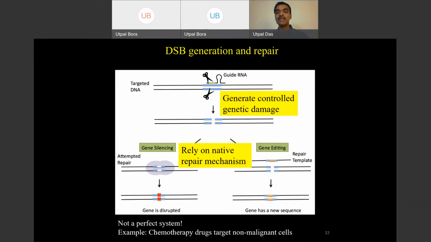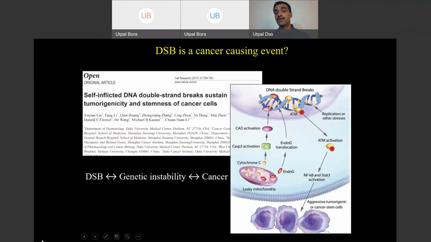Now, this is just a tiny example. You can see how a double-stranded break can actually be tumorigenic. Let's say you have a leaky mitochondria, it could release cytochrome, right? And that cytochrome can activate apoptosis or caspase pathways. And those caspases can activate certain kinds of DNases. And those DNases can enter the nucleus and create double-stranded breaks. And once those double-stranded breaks are created, certain kinases are activated or certain phosphatases are deactivated, and finally this leads to NF-kappa B activation. And all of you know that NF-kappa B activation could lead to aggressive tumorigenesis or induction of cancer stem cells. So basically, double-stranded breaks, genetic instability and cancer are closely associated.